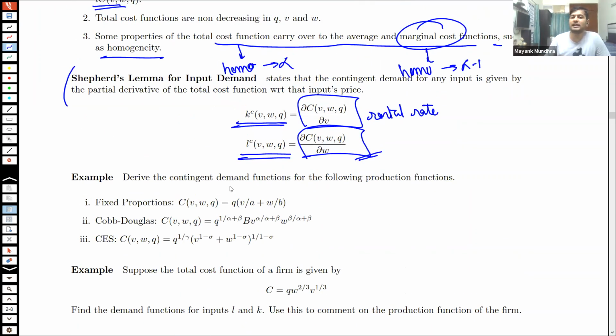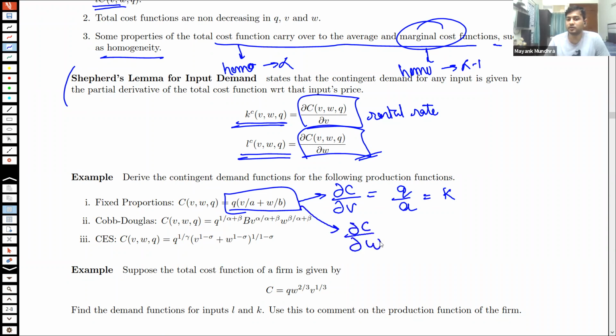So suppose I have to find the input demand for these different situations. How I can do it is I can just partially differentiate the cost function. So I've been given the cost function. If I differentiate the cost function with respect to V, what I'll get is Q by A, which is basically my amount of capital. And if I differentiate it with respect to W, I'll get Q by B, which is equal to labor.